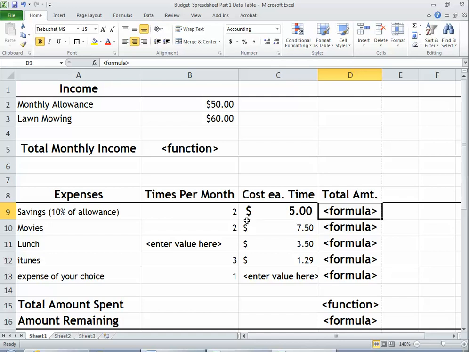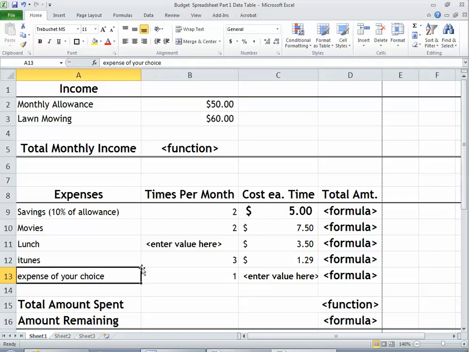and that should be an easy, obvious one of how many times a month you're using it and how much it costs. So easily, savings would be 2 times 5. That's 10, but instead of typing a 10 here, you need to come up with a formula that calculates that. All right, something here for lunch, it tells you to type in a value. And then this one here is an expense of your choice.